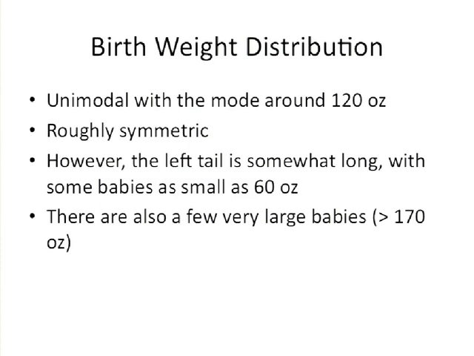It's unimodal. It's helpful to say where that mode is. It's unimodal with a mode around 120 ounces. It's roughly symmetric. However, the left tail is somewhat longer than what we would expect, and some babies are as small as 60 ounces. There are also a few very large babies, larger than 170 ounces. So that's the kind of thing I'm looking for from you in your first homework: a way to summarize the distribution in terms of these concepts.